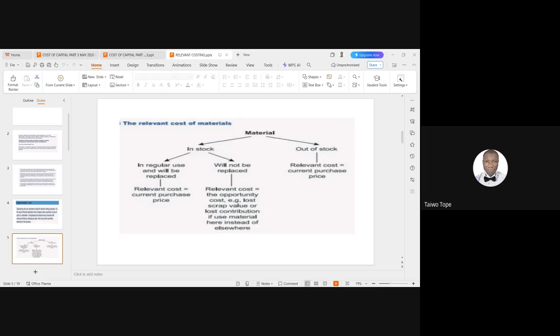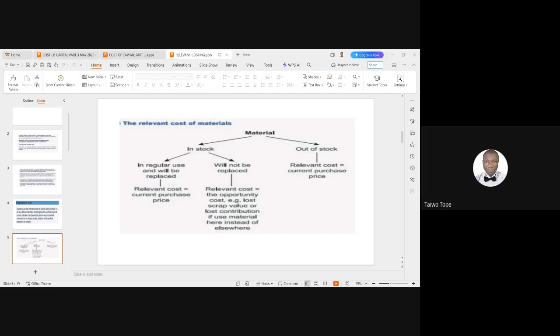You can have the net realizable value in the question. But once you see a statement, material Y, material X is in regular use, the relevant cost of that material is what? Is the current market value, the replacement value. The replacement value. Please take note.